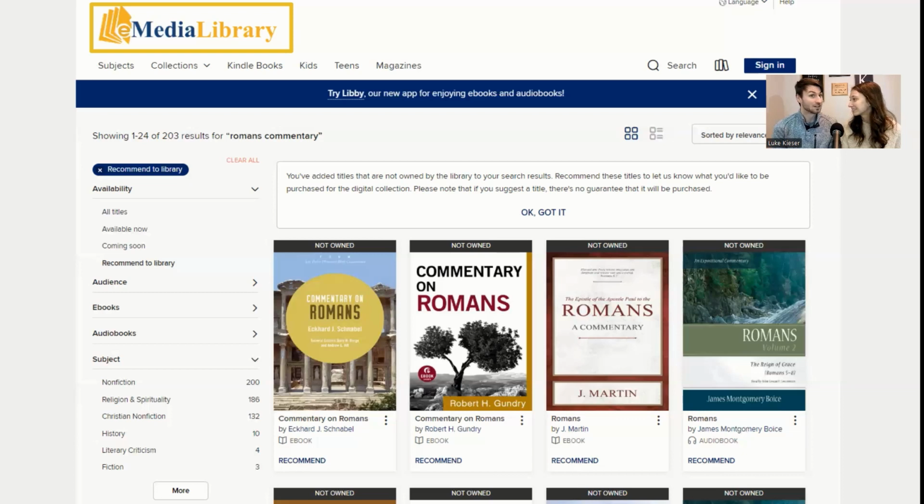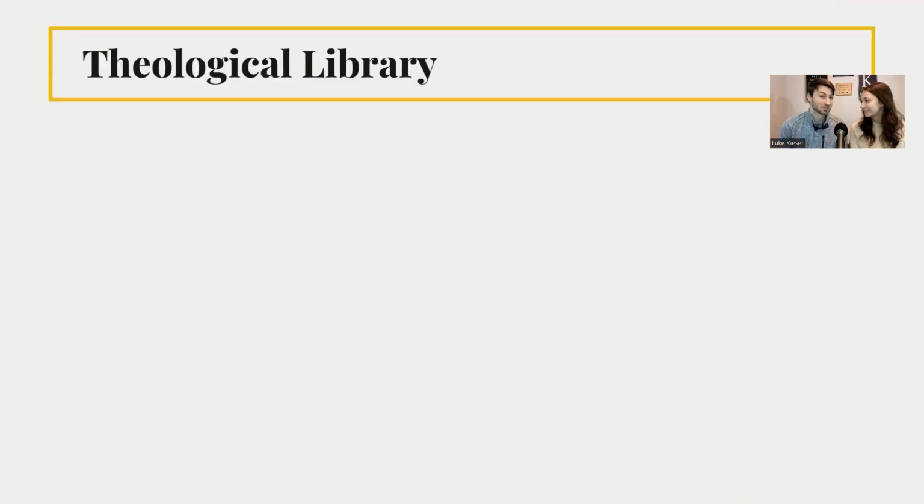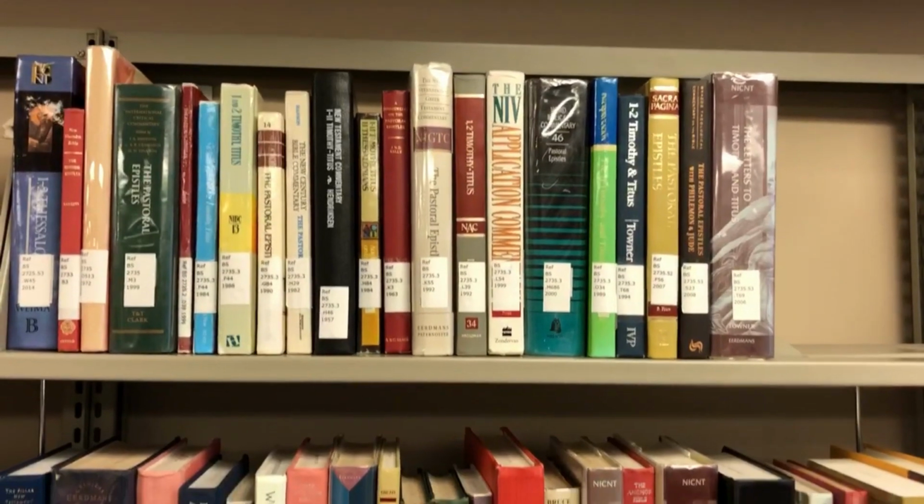Or even librarians are good at getting resources from other libraries as well. True. So that's another option if you're really trying to study something in depth. Yeah, use your resources. Awesome. So another one is a theological library.